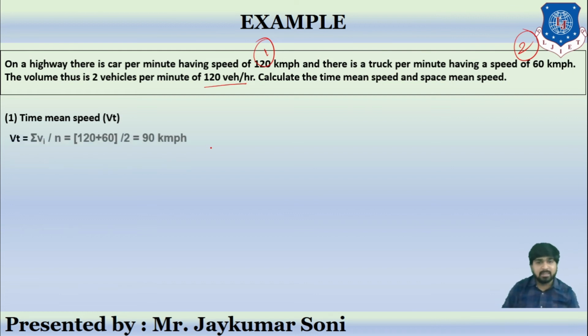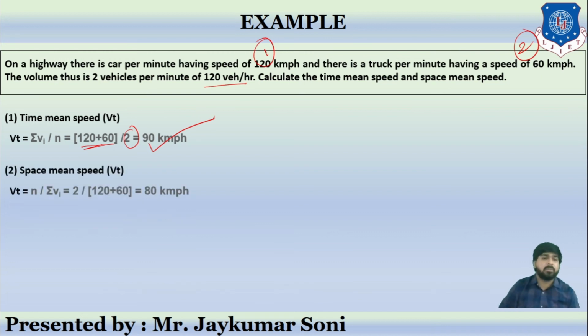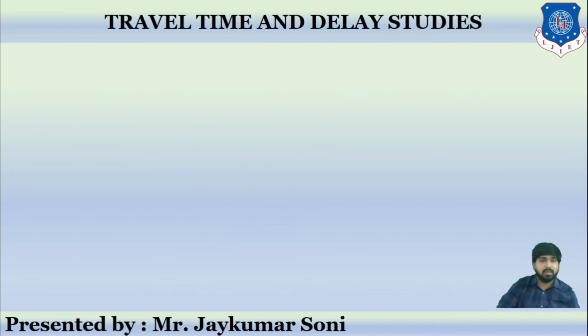It is as easy as that. You just have to add the values of speed and divide by the total number. You will get it as 90. And if you do the inverse of this, that will give you the value of space mean speed. Means what you have to do? 2 by (1/120 plus 1/60). And this is how you will be able to get the value of space mean speed. It is as easy as that.